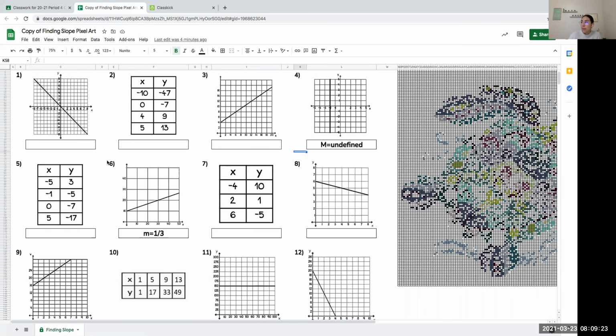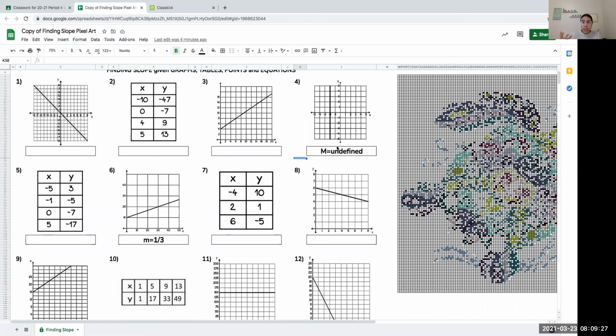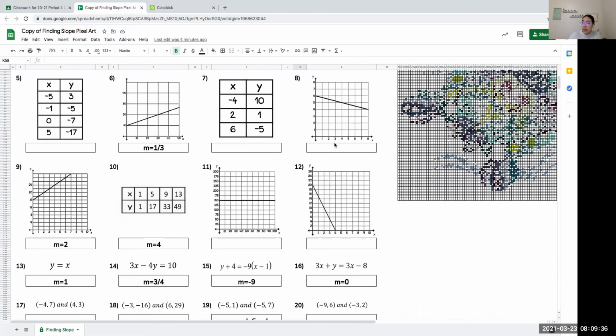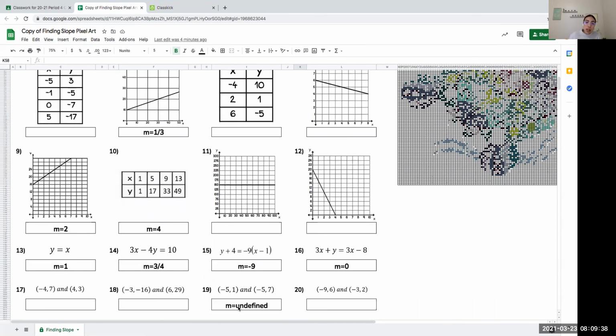There we go. So you guys already see this should be undefined. If for some reason it's not working for you, it's okay. Don't worry about number 4. We'll know that it's correct. If for some reason 19 also does that for you, don't worry, you know it's correct.